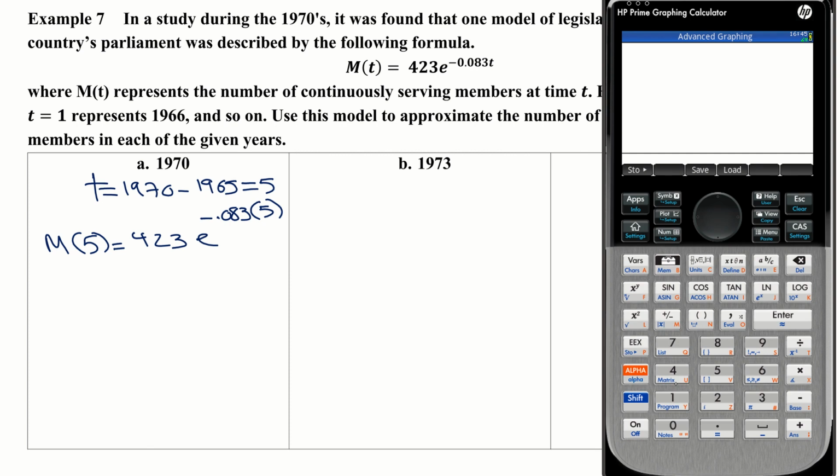Okay, so we have 423 times e to the power of negative 0.083 times 5. Quick double check, 423, negative 0.083 and then 5. Okay, so we get approximately 279 members in 1970.